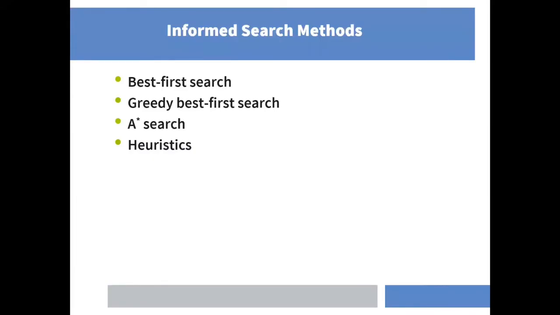In this lesson, you will learn about informed search, a search strategy that uses problem-specific knowledge beyond the definition of the problem itself. I will show you these strategies, these algorithms: best first search, greedy best first search, A-star search, and I will also talk about heuristics.